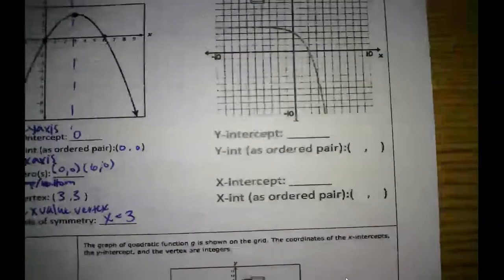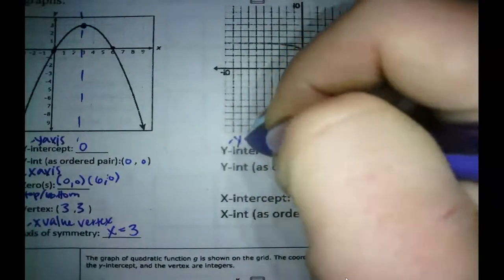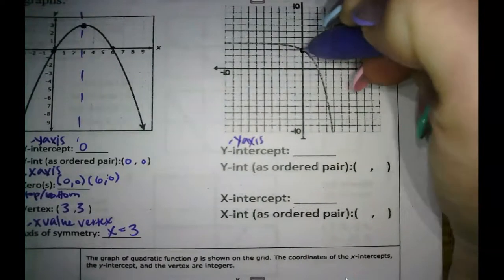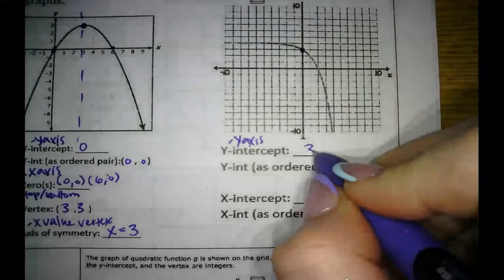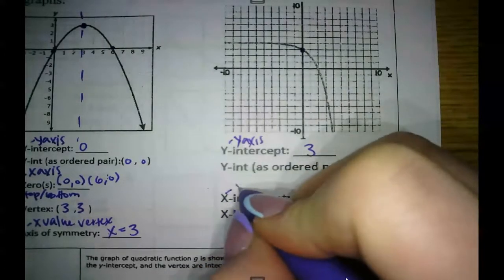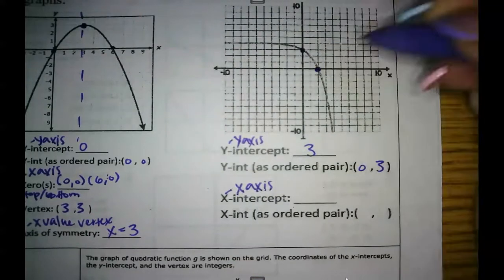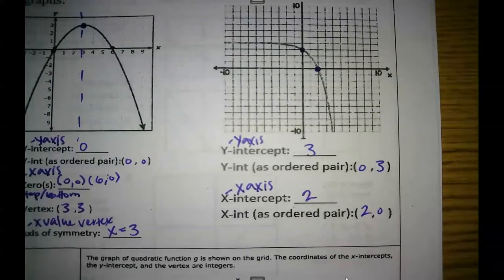All right, our exponential graphs. Our y-intercept still is where it crosses the y-axis. So it is crossing right here. If I count, that's 1, 2, 3. So we write that as (0, 3). And the x-intercept still is where it's crossing the x-axis, and it's crossing right here at +2. So we write that as (2, 0).